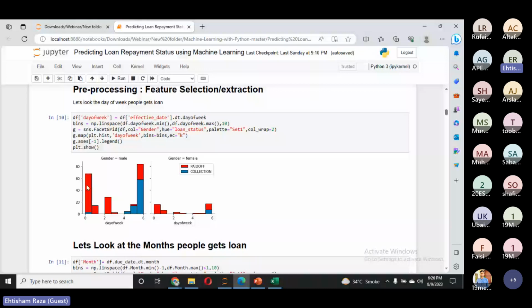Most of the people who take a loan on Sunday have a high chance of paying back, and most of the people who take a loan on Saturday do not. We observe this for the females. So we can observe that if you do lending on the weekends, maybe your chances of recovery will be less.